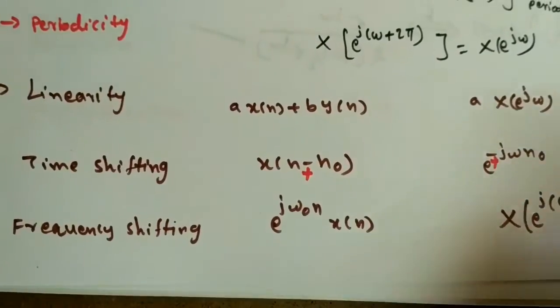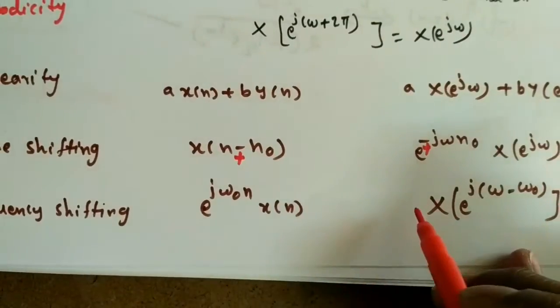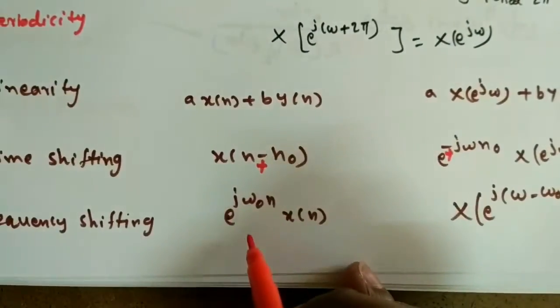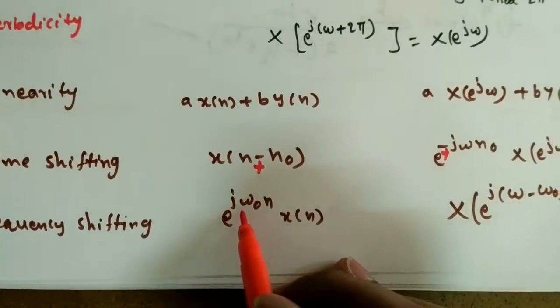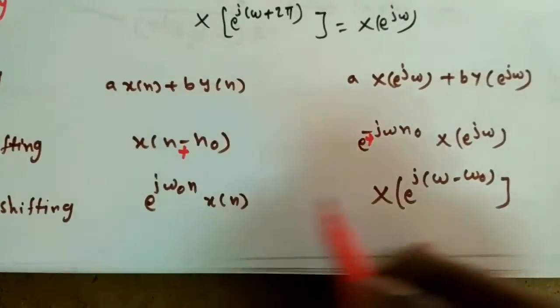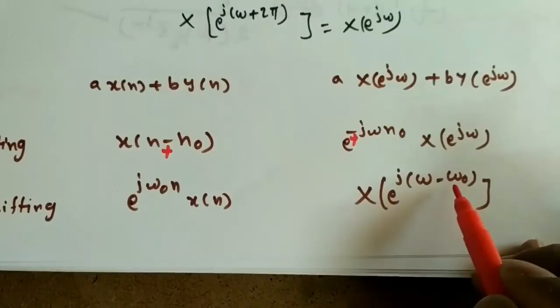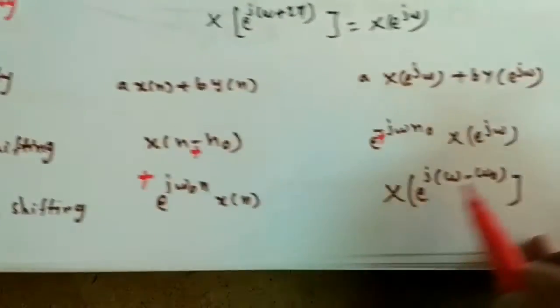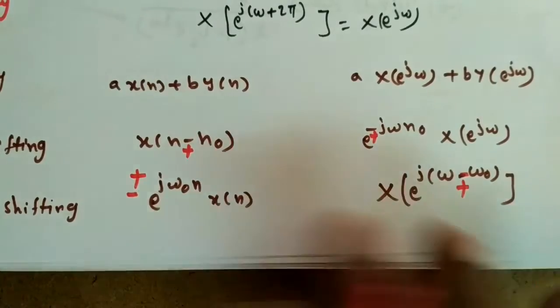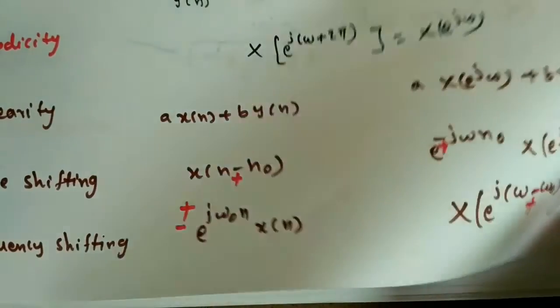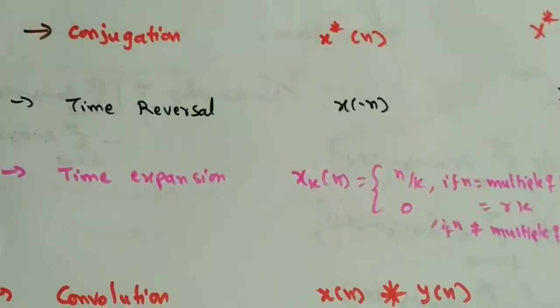Similarly, frequency shifting: if we want to shift in the frequency domain, in the time domain we have to multiply with e power j omega naught n. Here omega naught is a constant, and it will be shifted by omega minus omega naught. If here plus, we'll get minus. If it is minus, we'll get plus, right? Opposite.